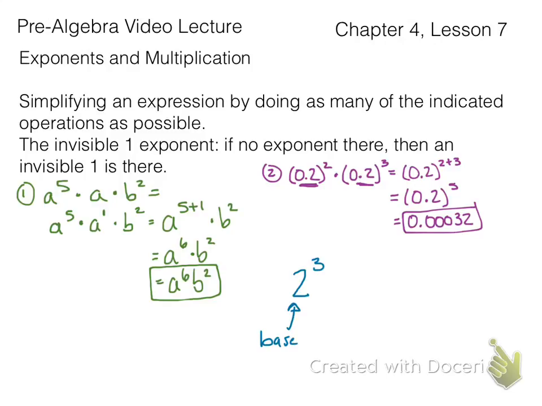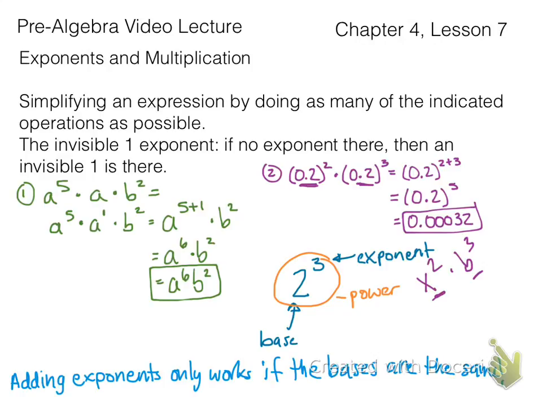And again, you can only add the exponents of bases that are the same. If I had, let's say, x to the second times b to the third, I can't add the 2 and the 3 because the x is different from the b. Okay? So again, base, big number, exponent, little number, the whole thing's called the power, and adding exponents only works if the bases are the same. Don't add bases that aren't the same.